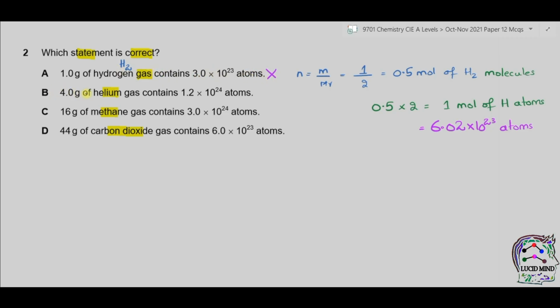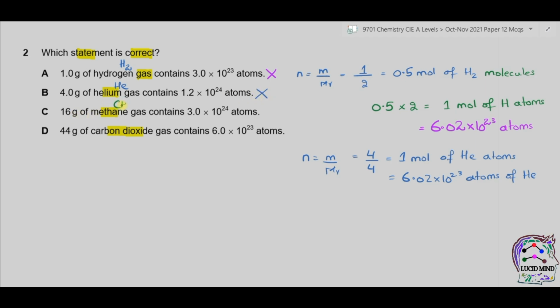Doing the same for part B, we have 4 grams of helium gas. Let's first convert into number of moles. Molecular mass of helium is 4, so 4 divided by 4, it comes equal to 1 mole. As helium is atom, so therefore it means these are 1 mole of helium atoms. Or converting it into Avogadro's constant, we have 6.02 exponential 23 atoms of helium. Again, this is incorrect.